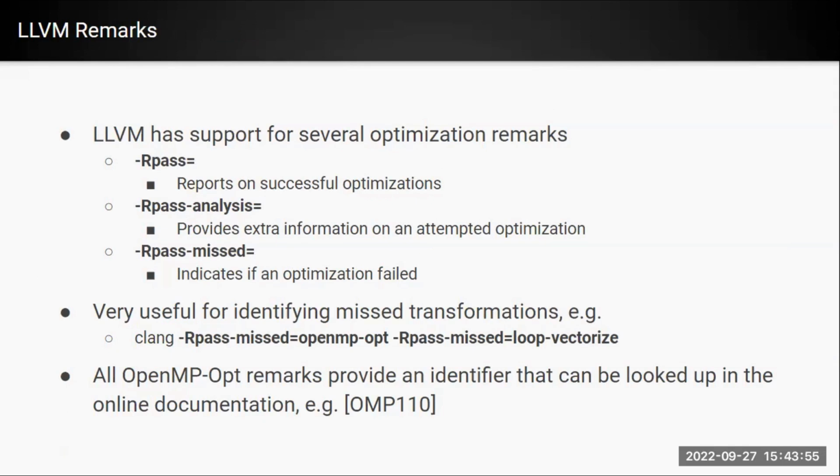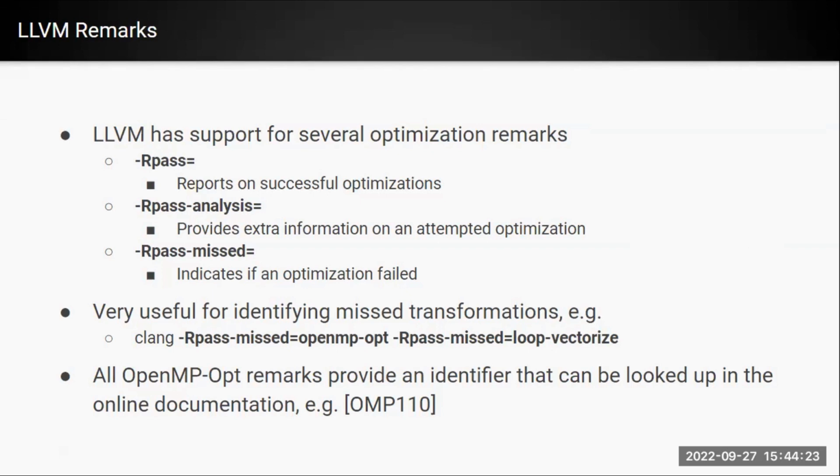Back to optimization remarks. We talked about this earlier. There are passes for successful optimization, analysis for things that the analysis tried, or extra information that you might want to see, and missed optimizations. You can use it with OpenMP opt, so you get remarks from the OpenMP opt pass, but you can also get remarks from other passes. The vectorizer is one of them that has reasonably good remarks.